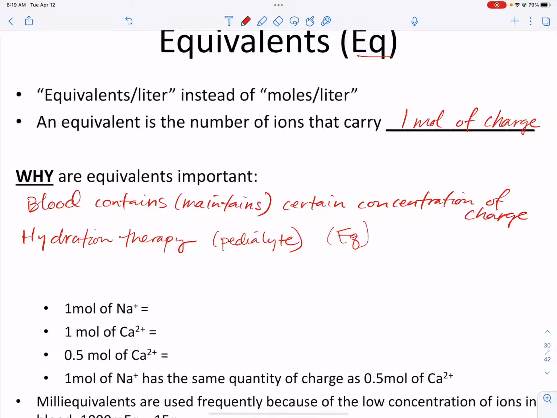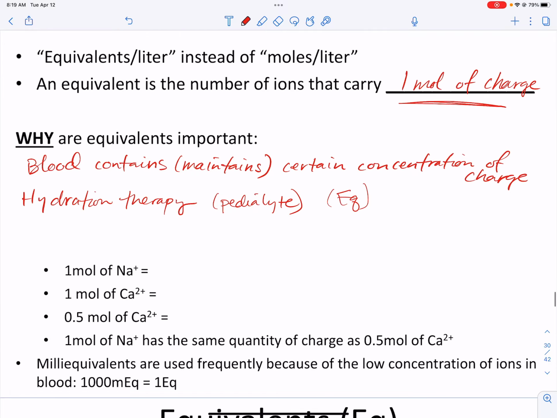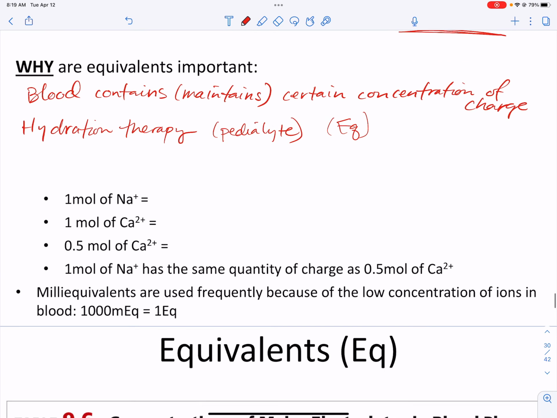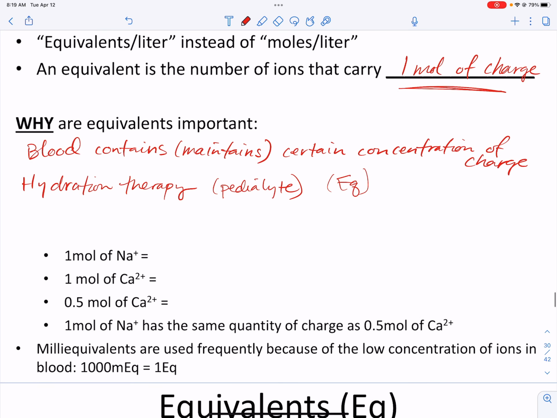Because this is how we talk about charge within these solutions, so that as we're hydrating the body, as we're putting these things back into our body and back into our blood, we're just understanding that all of these ions and electrolytes have a certain amount of charge, and we're focusing on the charge. Okay, what is a mole of charge? What is an equivalent? Well, an equivalent is 1 mole of charge, and we know ions have charge.